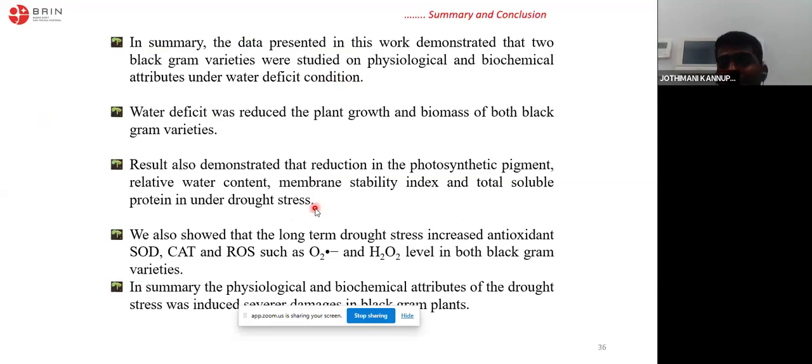In summary, the data presented in this work demonstrated that two black gram varieties were studied for physiological and biochemical changes under water deficit condition. The water deficit reduced the plant growth and biomass in both black gram varieties. This result also demonstrated a reduction in photosynthetic pigment, relative water content, membrane stability index, and total soluble protein under drought stress. We also saw that long-term drought stress increased the antioxidant activity such as SOD, CAT, and ROS accumulation, superoxide and hydrogen peroxide level, in both black gram varieties. In summary, these physiological and biochemical attributes show that drought stress induced severe damage in black gram plants.